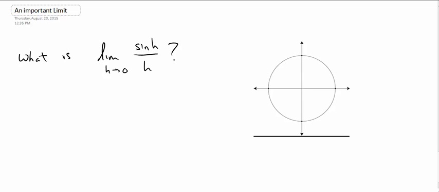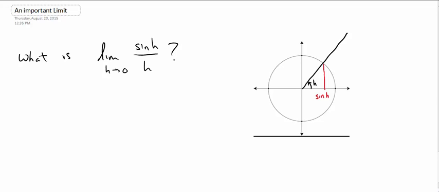So, what is this? To understand that question, I have a circle over here, and we're going to consider a couple things. If I draw an angle, like so, and that's h radians, what I know is that that height would be the sine of h. We know that from our unit circle using trigonometry.